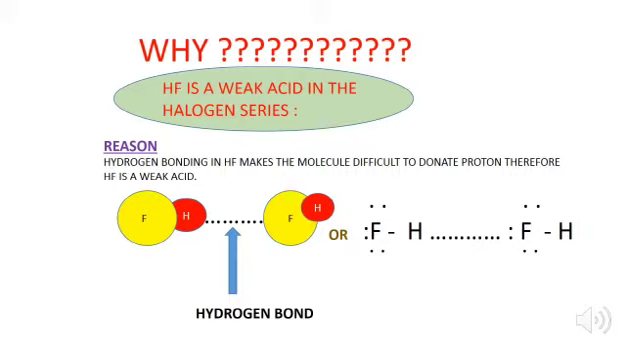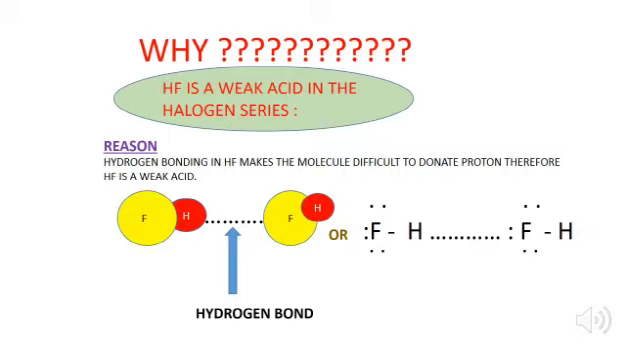We know that the hydrogen halides are strong acids. Then why is hydrogen fluoride a weak acid in the halogen series? So the answer is that the hydrogen bonding in hydrogen fluoride makes it difficult for the molecule to donate a proton. Therefore, hydrogen fluoride is a weak acid.